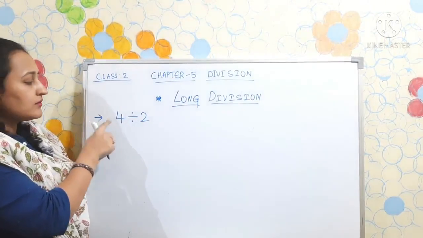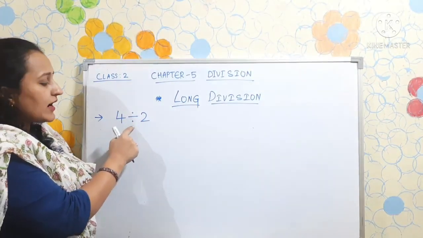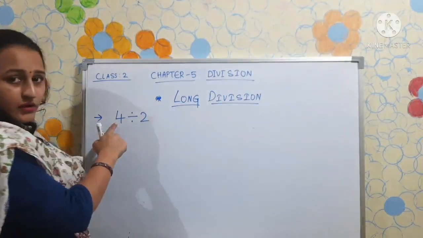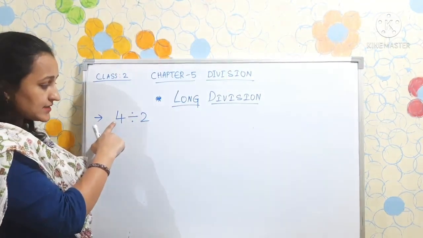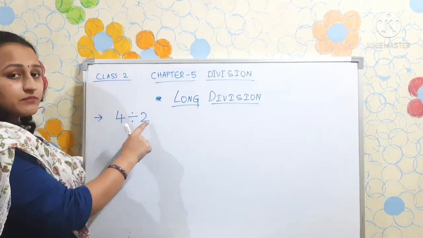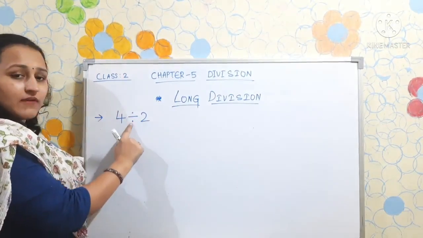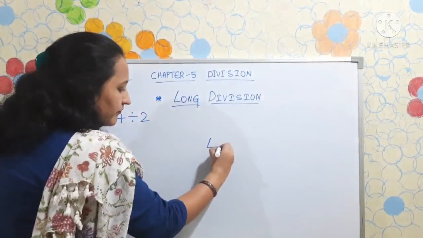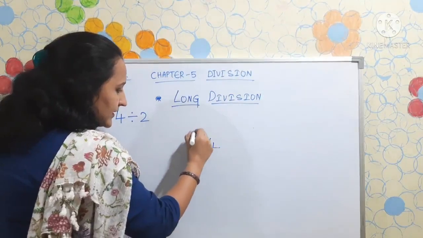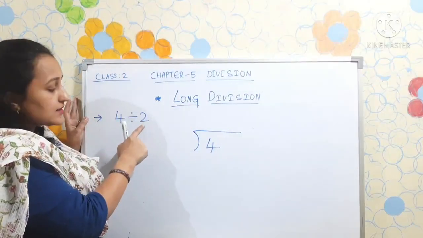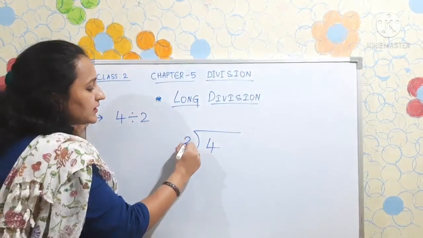Now let us take one more example. Read this question: 4 divided by 2. How are we going to write it? First we write the dividend. This is the dividend and this is the divisor. 4 divided by 2: dividend divided by divisor. So we write the dividend first like this, and the divisor here.